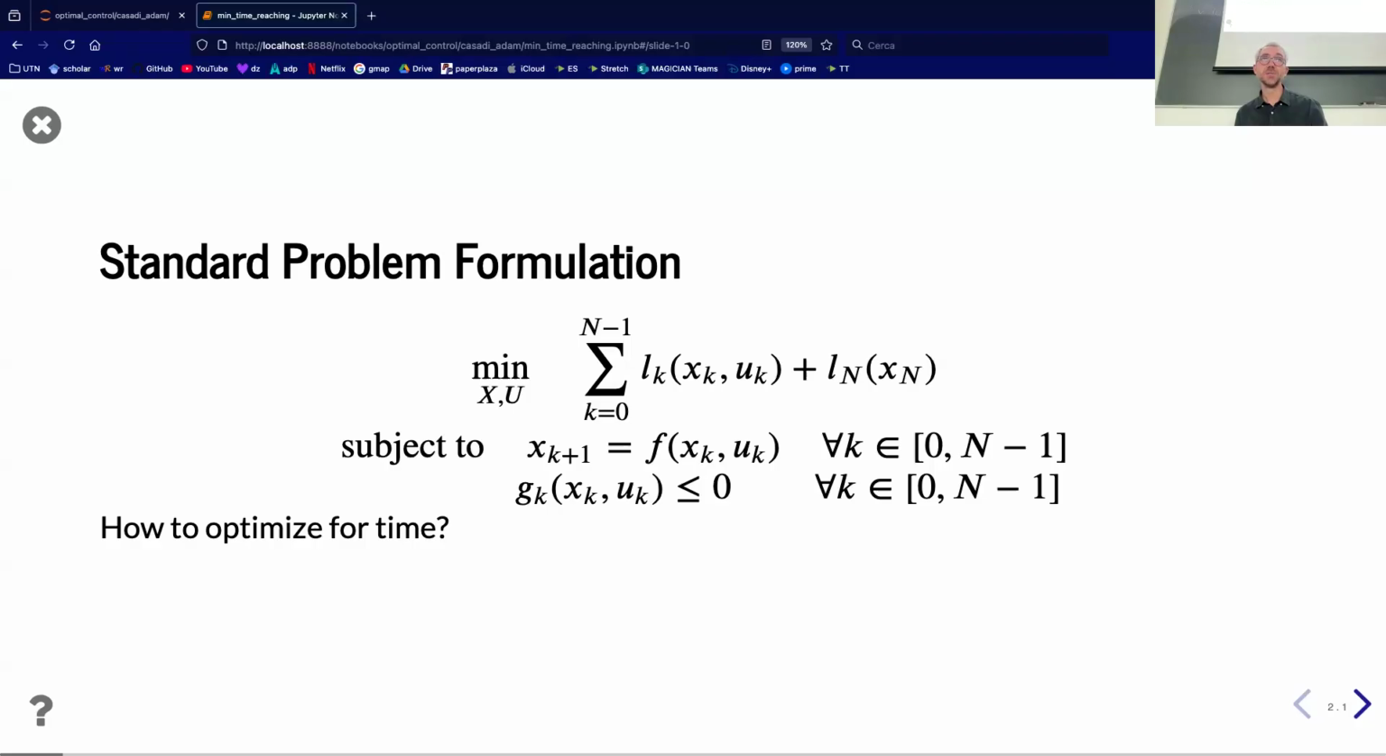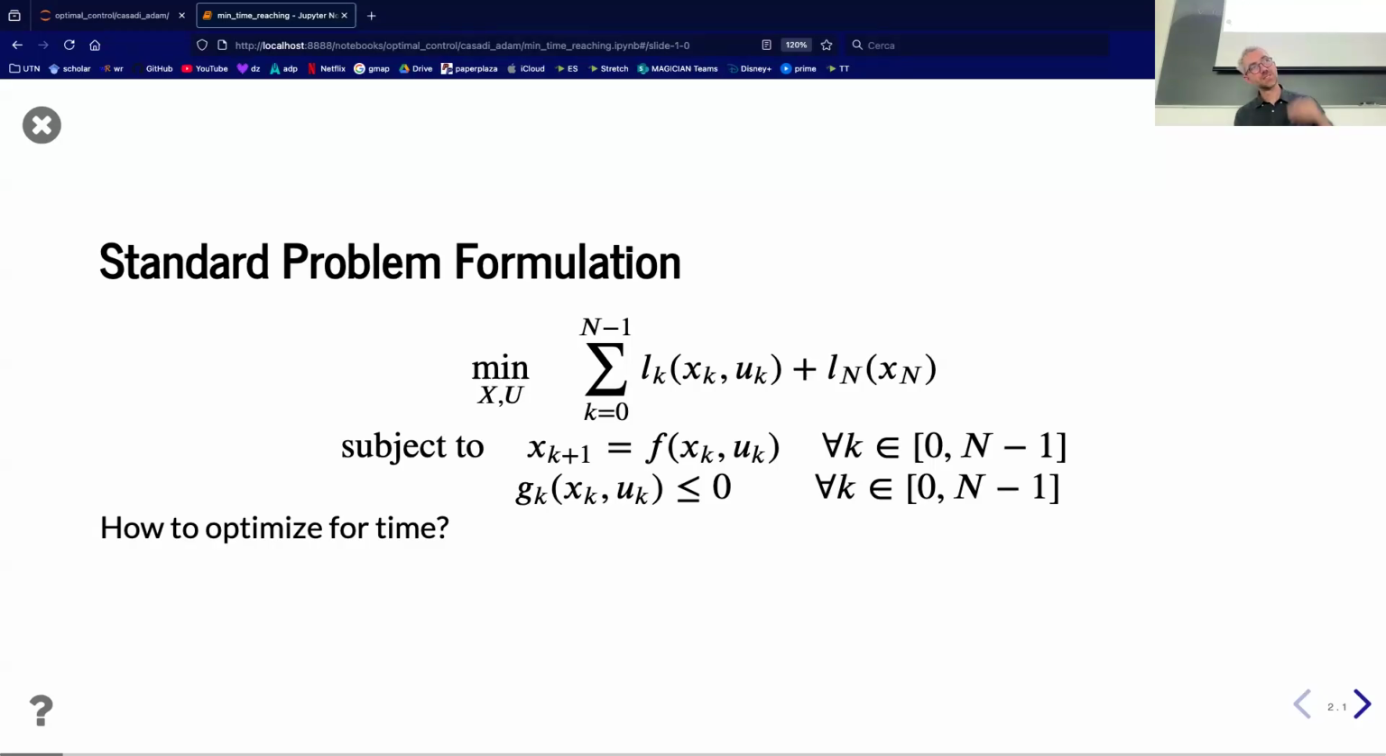N is an integer variable, and standard gradient-based solvers can only work with continuous variables. Because if you have integer variables, gradients don't really apply.